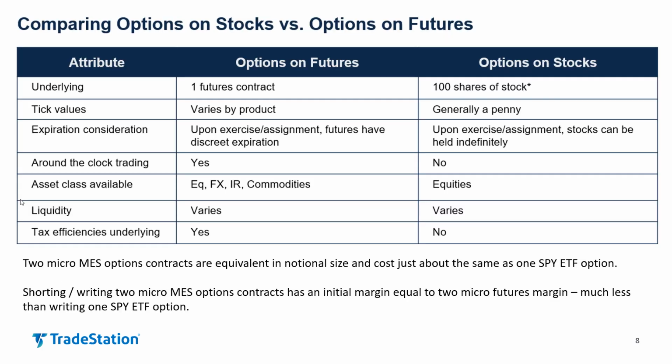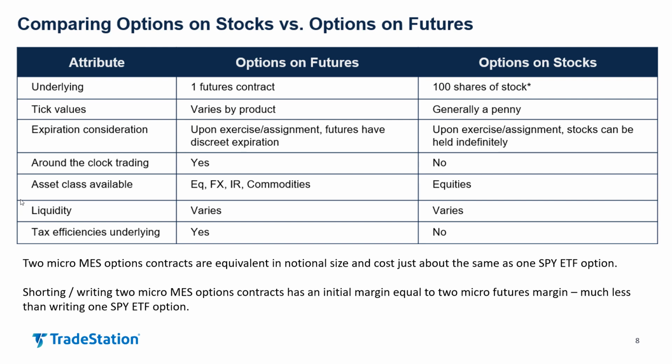So we talked about this a little bit. There are some similarities and some differences between stock options and futures options. Let's talk through that here. When you're trading a stock option, that contract is generally worth 100 shares of stock. When you're trading futures options, one option contract is worth one futures contract. So it's a 1-to-1 ratio for futures, and typically a 100-to-1 ratio for stocks.